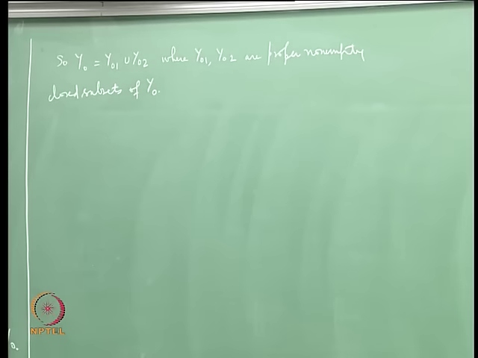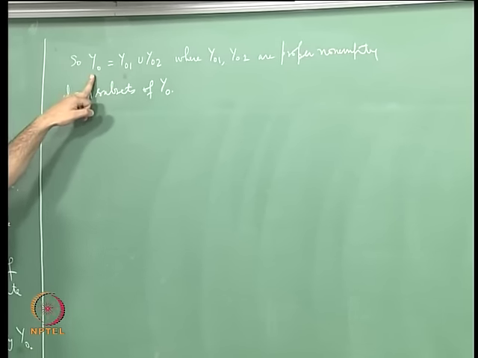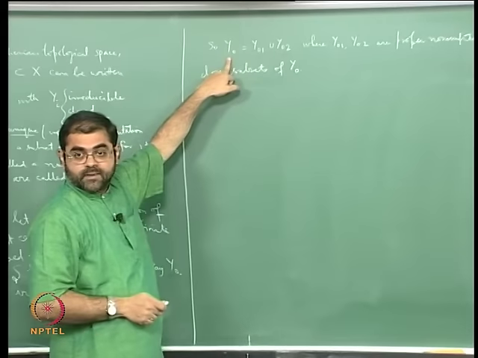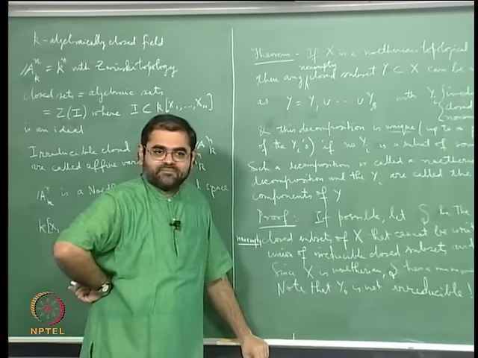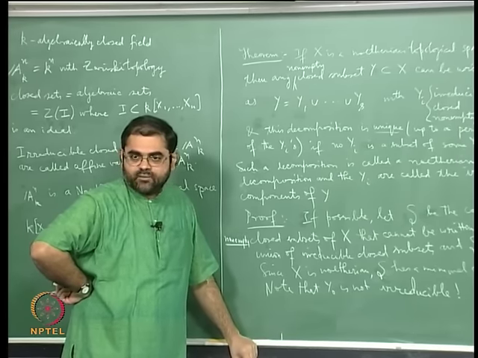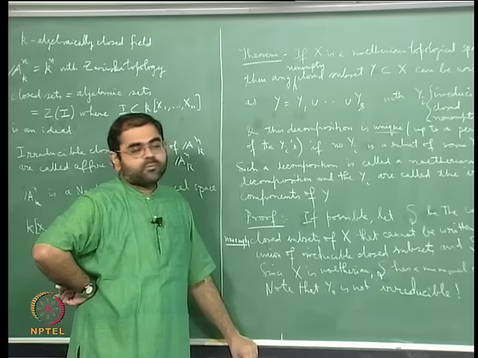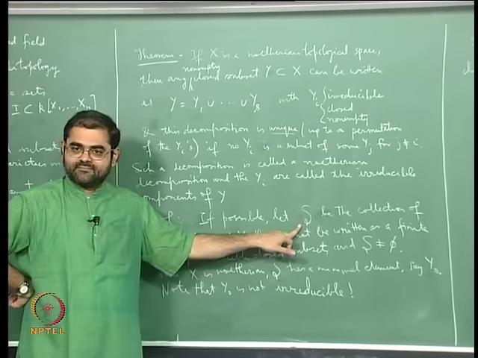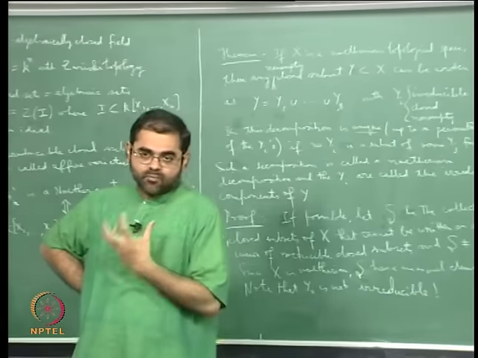But now watch, Y01 is a closed set which is smaller than Y naught, and Y02 is also smaller than Y naught. So Y01 and Y02 cannot belong to script S. See, Y01 is a proper subset of Y naught, and it's a non-empty closed set. And Y02 is also similarly a non-empty proper closed subset of Y naught. So these two closed subsets cannot belong to script S, because if they belonged to script S, they would contradict the minimality of Y naught. Y naught is supposed to be the smallest.